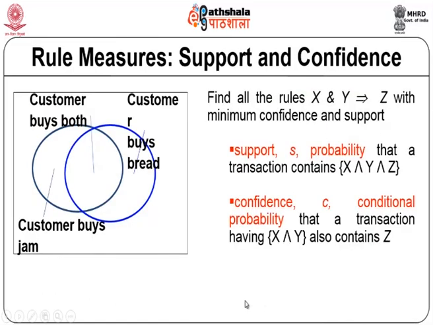Now with respect to a given rule, I told you every rule will be associated with a support and a confidence. Support is actually the probability of a transaction containing both the right hand side and left hand side of a given rule. For example, if you have a rule X and Y implies Z, then support is the probability of a transaction which contains X, Y and Z, that is the combination of the LHS and RHS of the given rule.